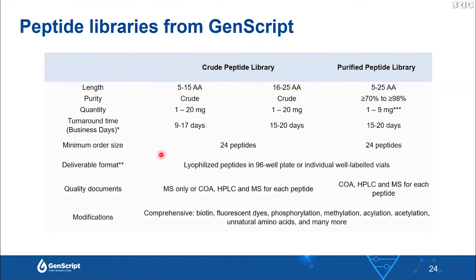For a minimum order size, these peptide libraries will require 25 peptides, and the delivery format will be lyophilized peptides in individual 96 well plates or individual vials, depending on the needs of the client. This can be optimized, and of course we will give a quality check by MS or HPLC. And we allow different kinds of modifications. We have comprehensive modifications available for the peptides produced from GenScript.